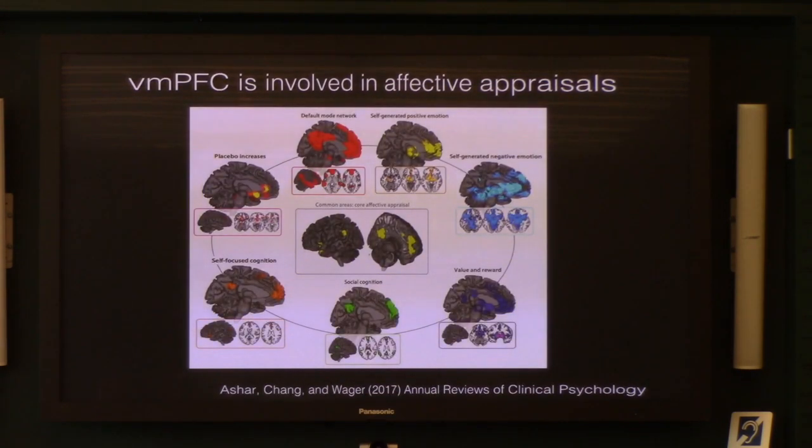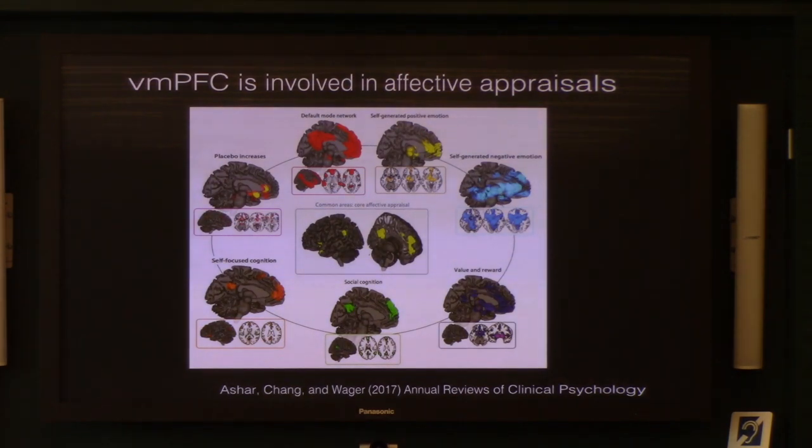We also know that the vmPFC is probably involved somehow in affective appraisal. There's a really large body of research studying value representations and anticipation. There's also work on placebos, where those types of things might modulate your experiences. And then also in self-generated emotions, you consistently see the vmPFC.